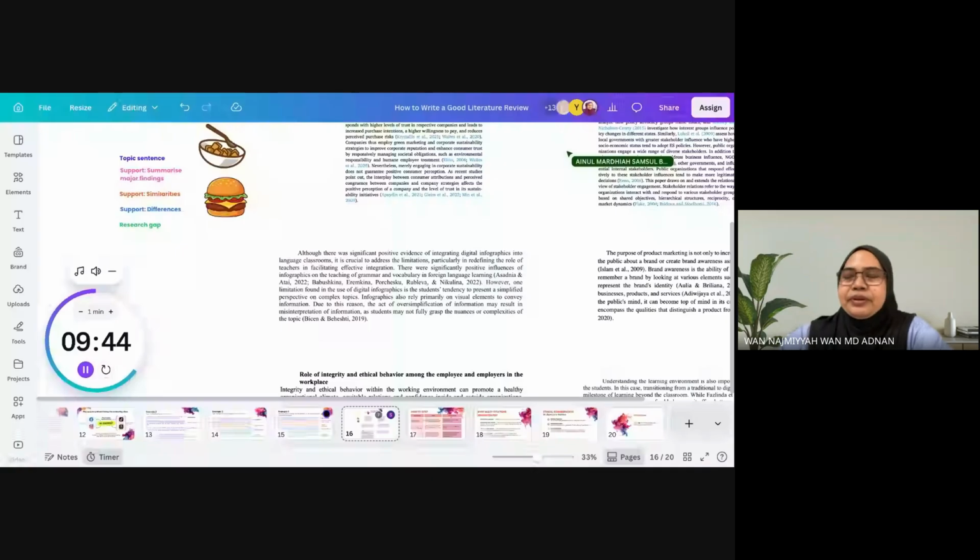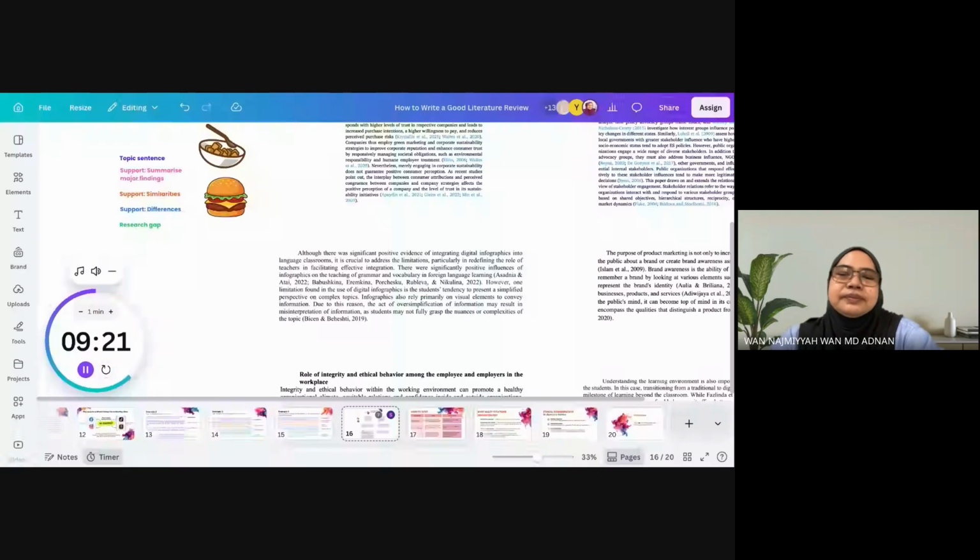The gap. Okay. So there are certain sentences that use certain phrases to show the similarities or the differences. Similarly, they use that word, right? Similarly means that support similarities. So you can identify that one.